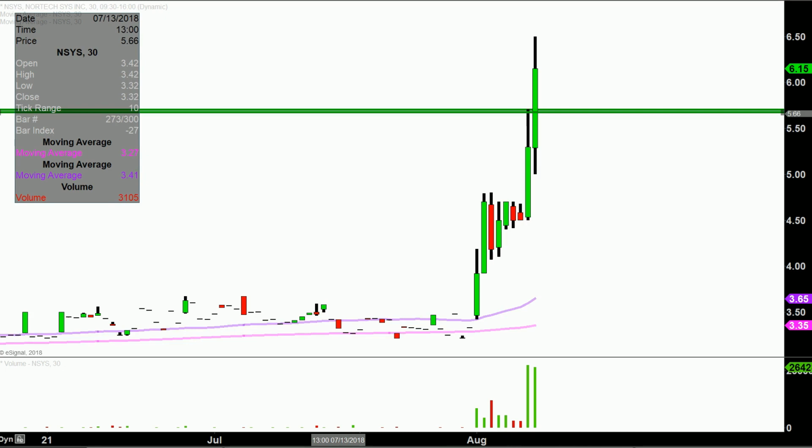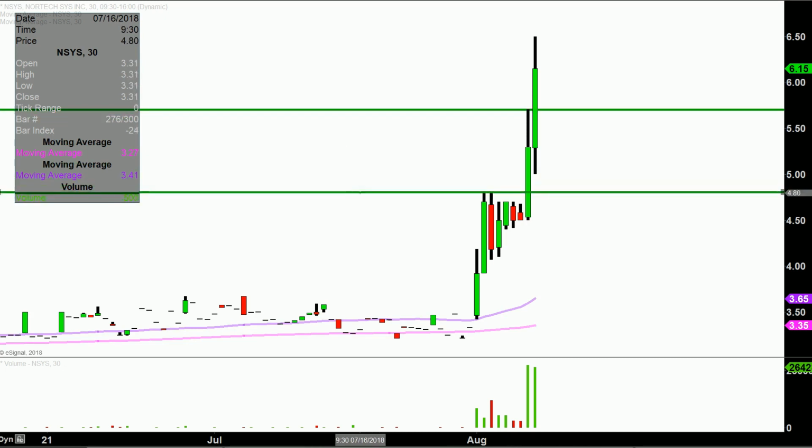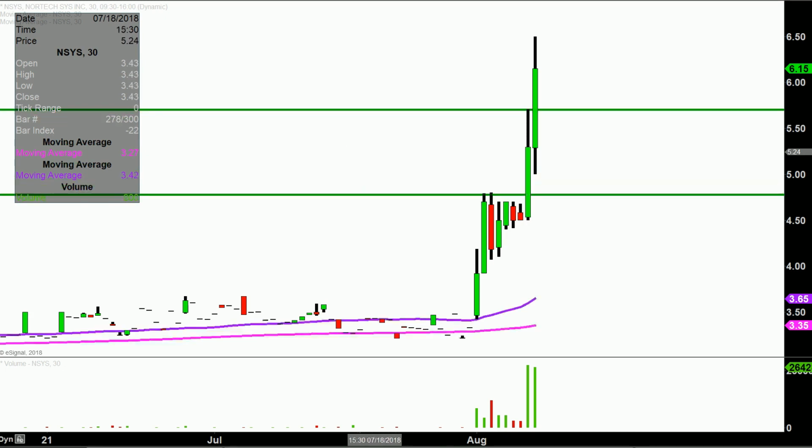Next level of support after that would be this former breakout area, and that sits down here right around $4.75. So $5.70 and then $4.75 are going to be those two near-term levels of support.